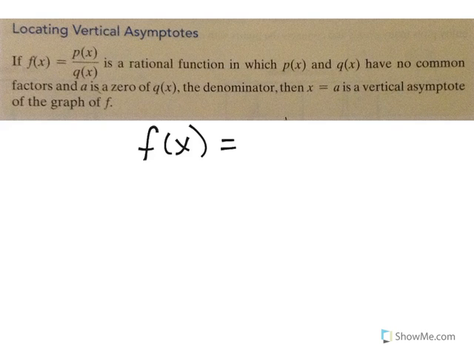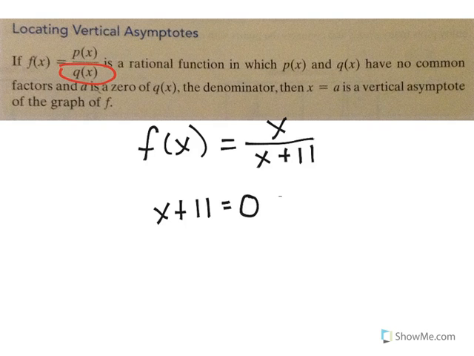f of x is equal to x over x plus 11. So this function does not need to be simplified because the numerator and the denominator do not have common factors. So we find the zeros of q of x, in which the definition told us that q of x is the denominator. So we find the zeros of that. So we say x plus 11 equals 0. Therefore, we know x is equal to negative 11.